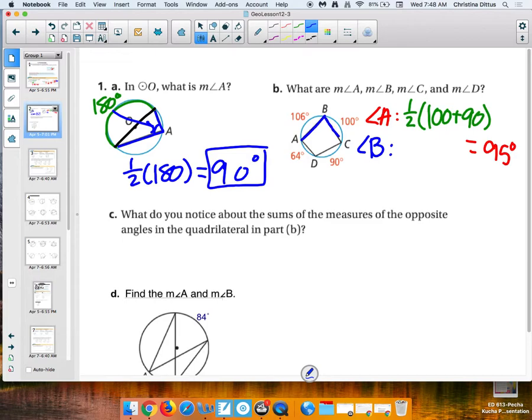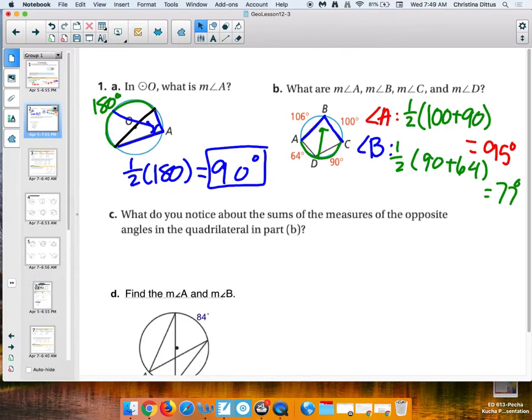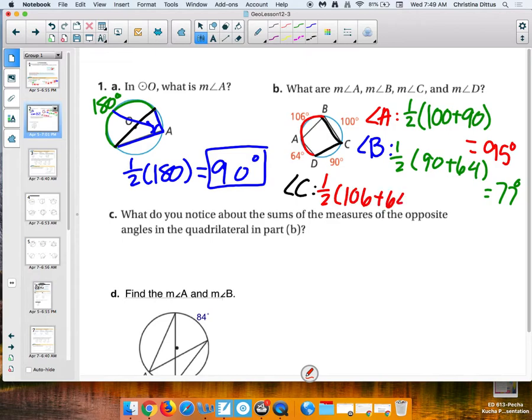Angle B. Angle B goes from here to here. So the arc associated with it is that guy. Again, since we're bringing arcs in, we're going to take half. So half of that 90 plus 64 is 77 degrees. Angle C. We'll go here. Angle C, the arc that makes it up. Half of 106 plus 64 is 85. And I ran out of room, so we're just going to find angle B.